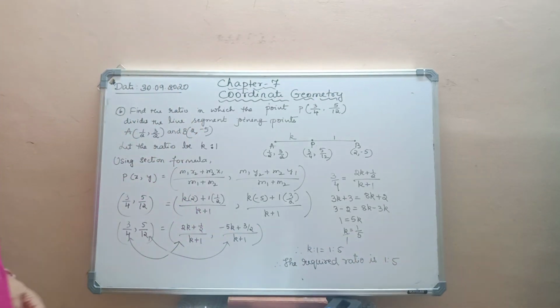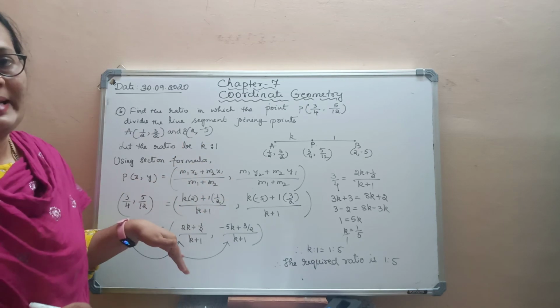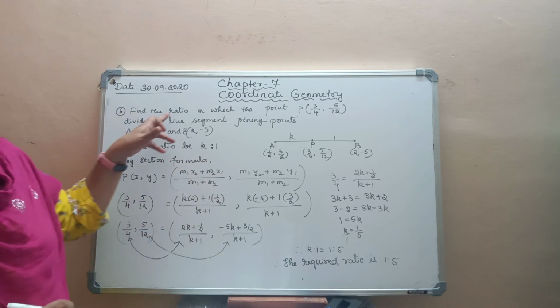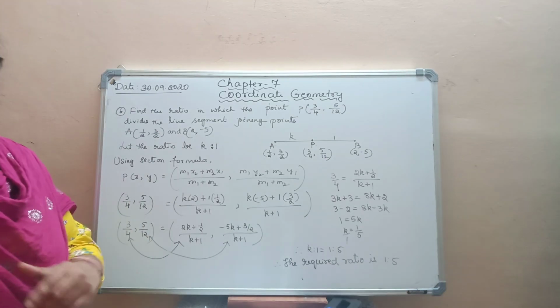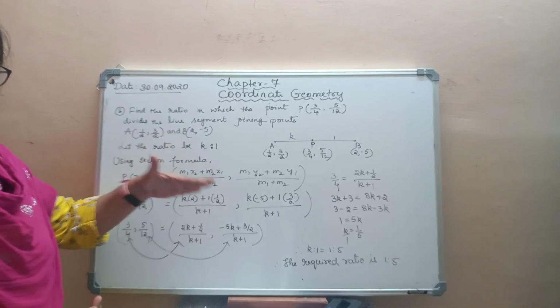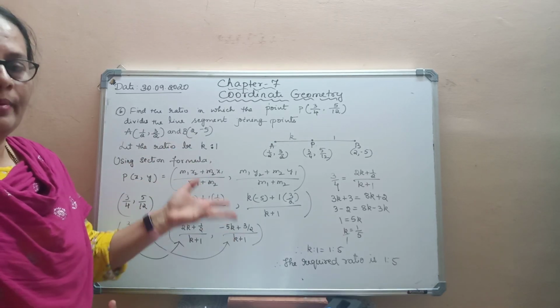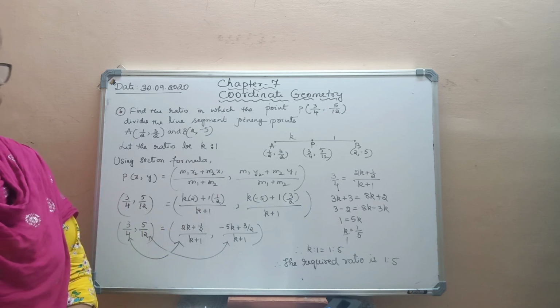Instead of taking m1, m2, you can take k is to 1. You will simplify easily, or you will calculate the ratio easily. If you take m1, m2, there will be more calculation. You will get a pair of linear equations. Then you have to find m1, m2 by elimination, or whatever method, to find m1 and m2.